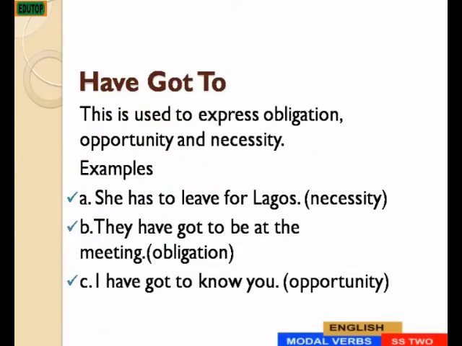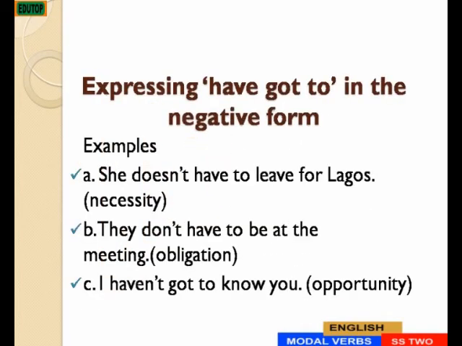I've got to. I've got to is used to express obligation, opportunity, and necessity. Examples: she has to leave for Lagos. And you know we are using has here because she is a subject and a singular pronoun. She has to leave for Lagos. This is expressing necessity. They have got to be at the meeting. It is expressing obligation. I have got to know you. This is expressing opportunity.